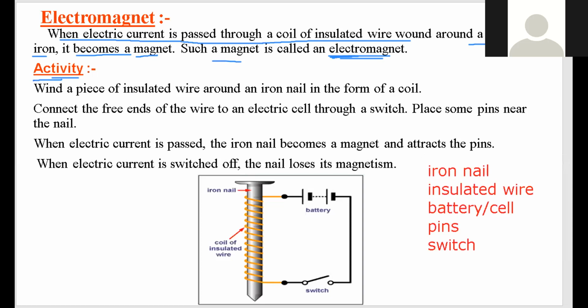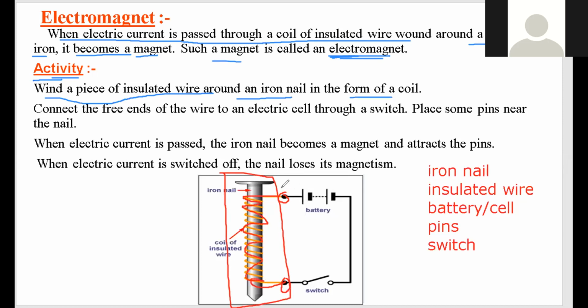So let us see how to make this electromagnet. First, we have to wind a piece of insulated wire around an iron nail in the form of a coil, as can be seen over here. In this figure, we can see a wire shown in orange color. It has been wound on the nail, can you see? And these are the two ends of this wire.